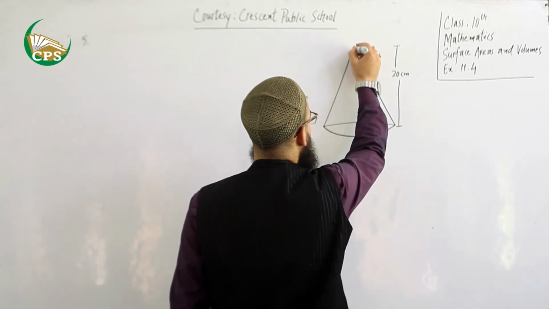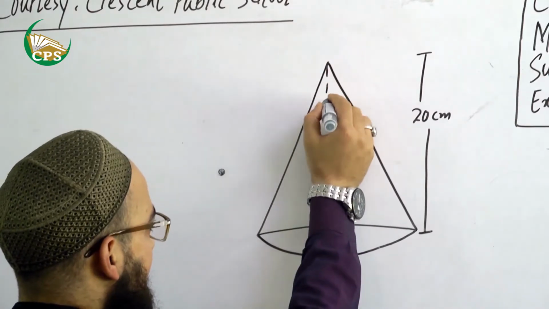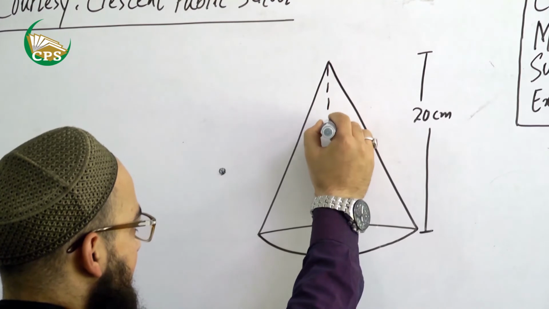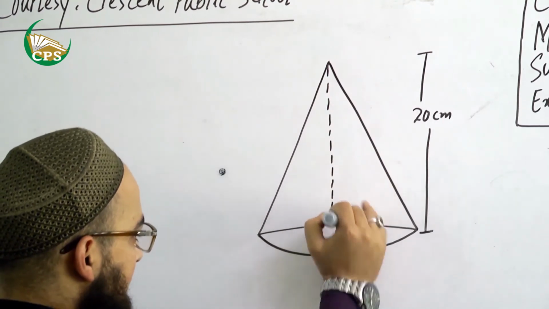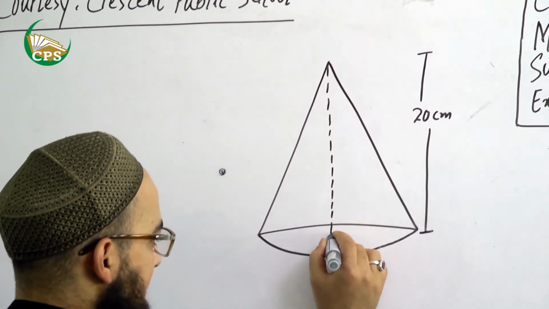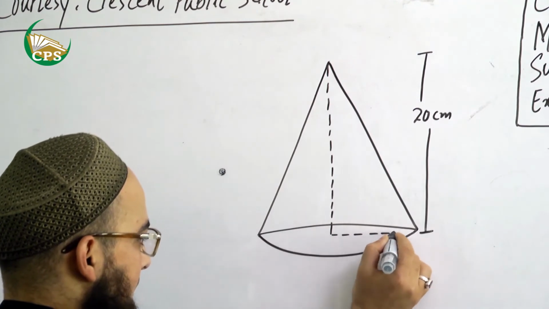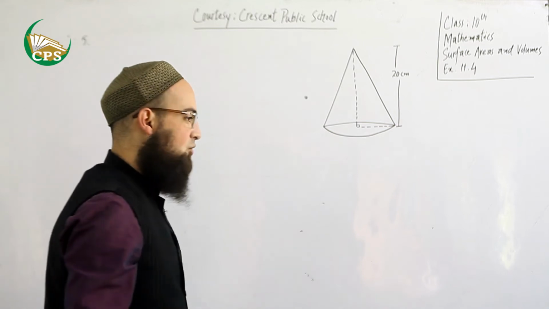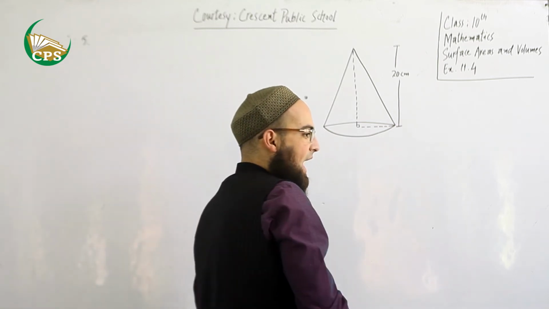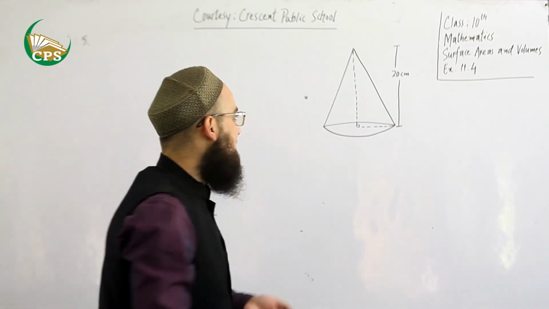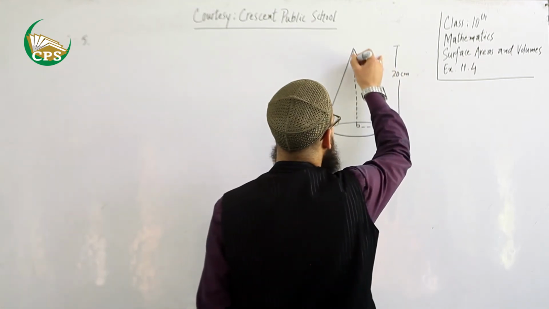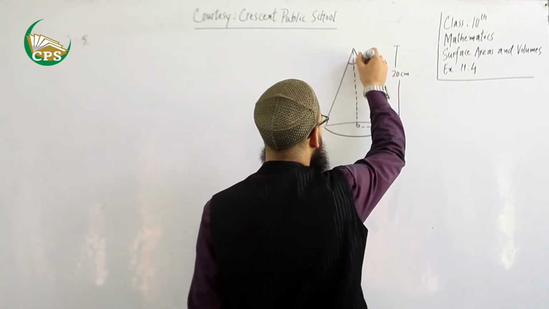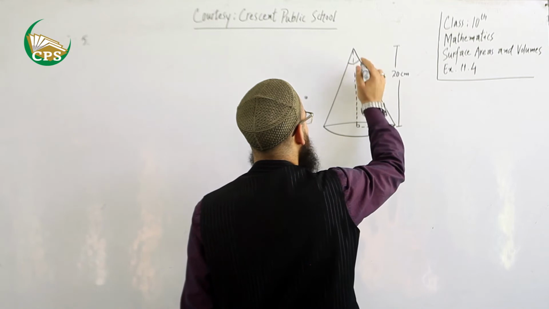That means this is a height, this is a radius. So height is 20 centimeter and whose vertical angle is 60 degree. Vertical angle means this angle. This angle is 60 degree.